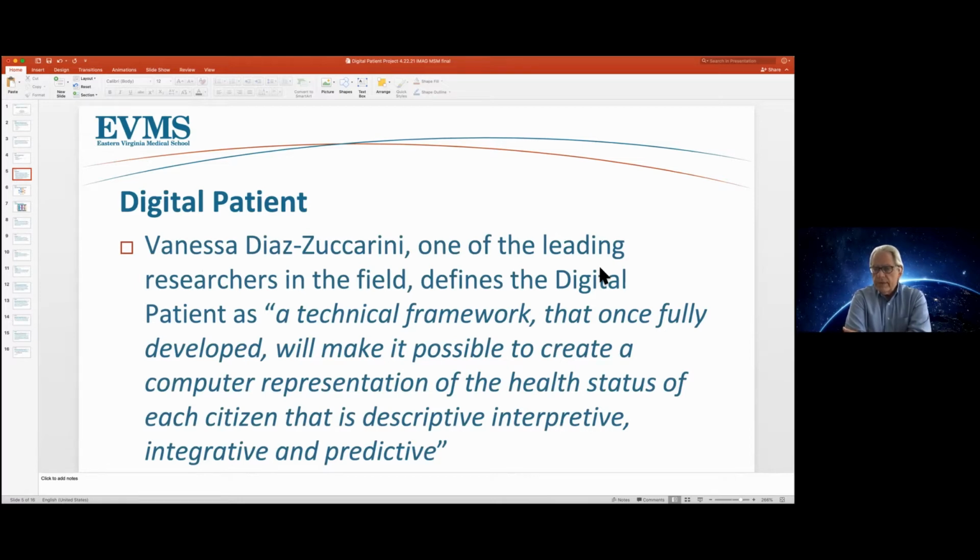Taking one of the European Union workers on the Virtual Human Project, Vanessa Diaz-Sucarini, defines it as a technical framework that once fully developed will make it possible to create a computer representation of the health status of each citizen that is descriptive, interpretive, integrative, and predictive. That's a really good definition if you draw a circle around the word framework.